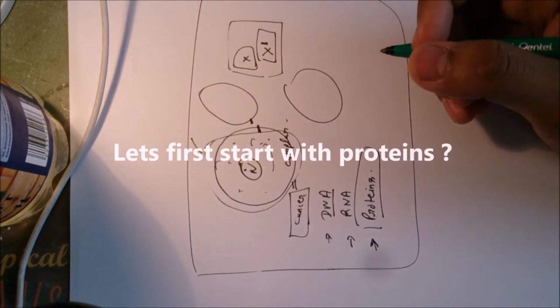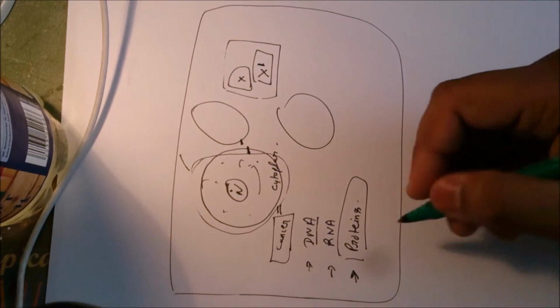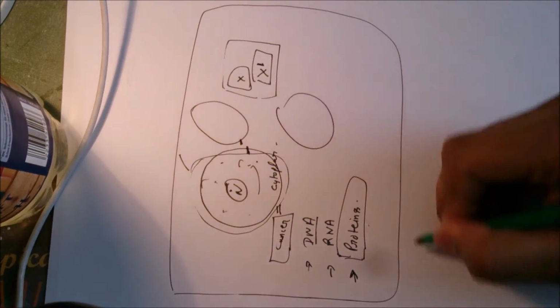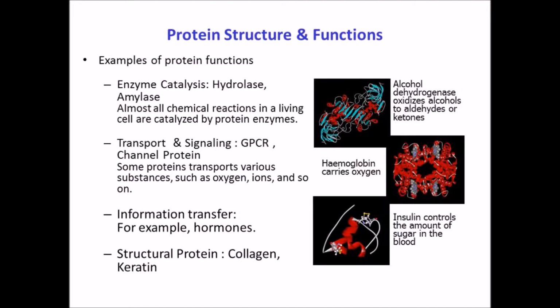Okay, suppose we can start with proteins. So why are proteins so important? If we remember correctly, we have been studying proteins since our school days, and we have studied one line, that proteins are the building block of the cell. What does that mean? The building block means proteins give a shape to a functional cell, and proteins can play different kinds of roles.